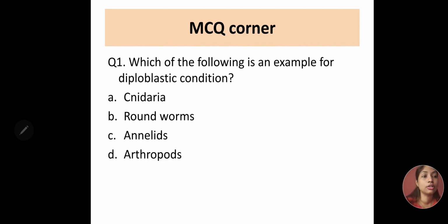Let us now quickly solve some multiple choice questions. The first question is, which of the following is an example for diploblastic condition? Diploblastic condition means essentially it has two germ layers, outer ectoderm and inner endoderm. So the answer is cnidarians. So the cnidarians are an example for diploblastic condition. Apart from cnidarians, the phylum Coelenterata is also an example for diploblastic condition. Whereas roundworms, annelids, and arthropods are all essentially triploblastic because they have an additional cellular layer called mesoderm.